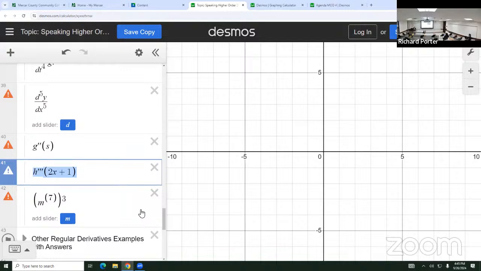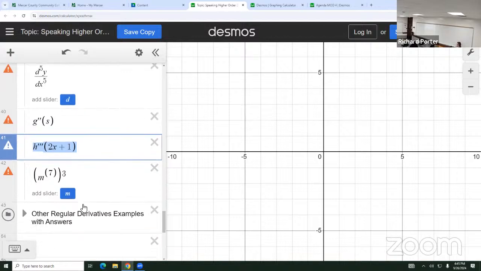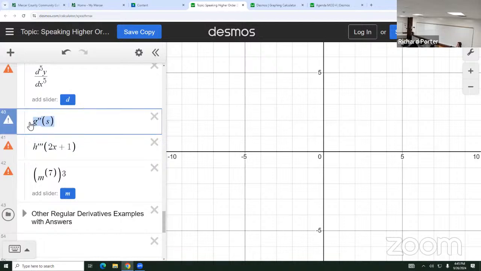Third derivative of the quantity. Yes, with respect to x, because if you don't say with the primes, it usually means with respect to the variable that it is a function of. So this one right here would be the derivative with respect to s, not x.